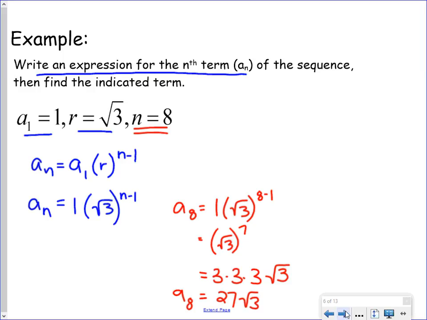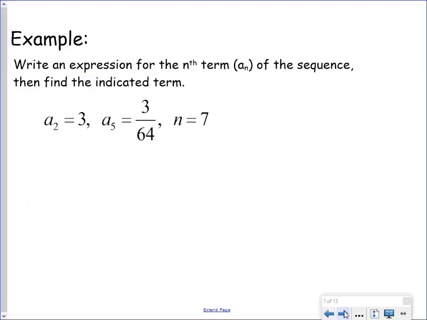We'll look at one other example with writing the nth term, and this is similar to one that we did yesterday, where instead of giving you the first term, I give you two different terms in the geometric sequence. Now, there are multiple ways to answer this question, so there's more than one way to find your first term and your common ratio. I'm going to show you an algebraic method to solve for that first term and the common ratio.